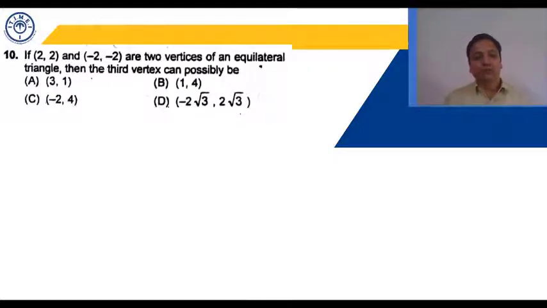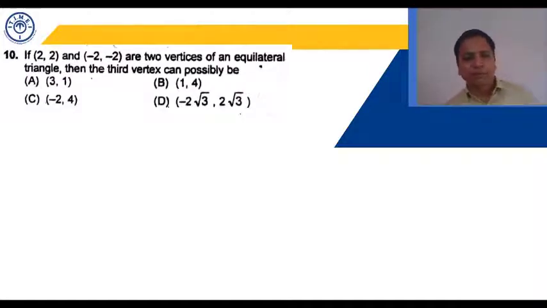It is 2 minus of minus 2, that is 2 plus 2, 4 square, plus again 4 square. So it comes out to be 4 root 2. 2 minus of minus 2, 4 square plus 4 square, 2 into 4 square, that comes out to be 4 root 2. Had the question been asked what is the length of the side of the equilateral triangle, our job is done. But this is asking for something else. If (2, 2) and (-2, -2) are two vertices of a triangle, then the third vertex can possibly be.